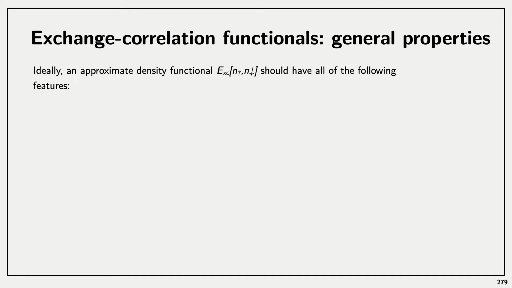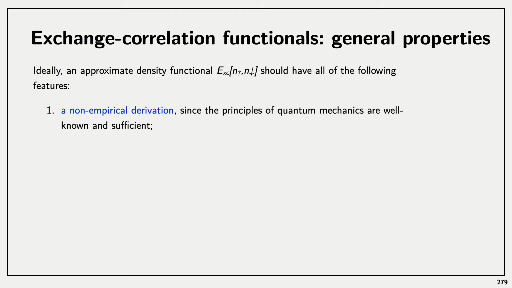When we build these exchange correlation functionals, people historically have been looking at a number of properties that you want. You know it's going to be approximated, but you want to have some features. We don't want an empirical derivation, because we know the quantum mechanical concepts, and we want a non-empirical derivation. That means not using experimental data. That's not exactly fully true, as we are going to see for GGA in some instances, but we really want to use the fundamental concepts of quantum mechanics.